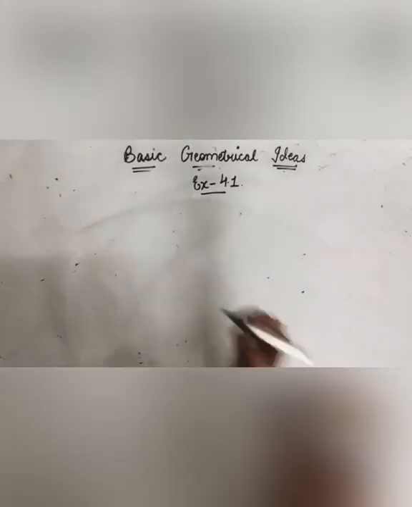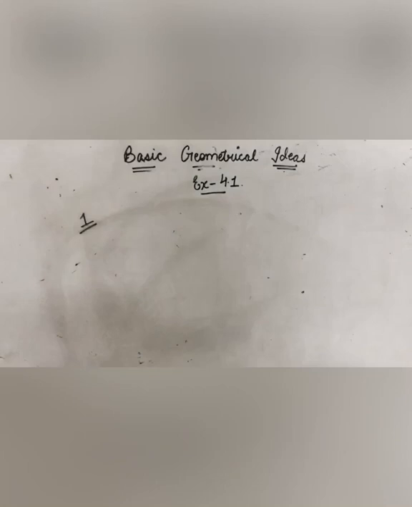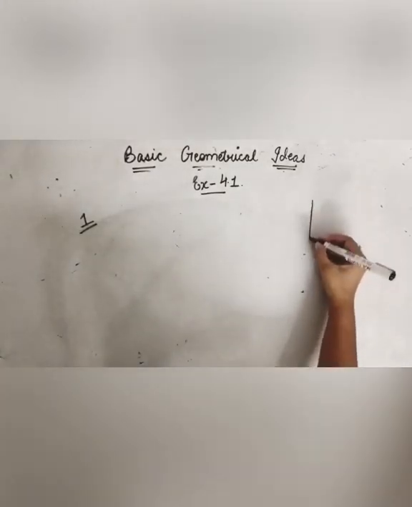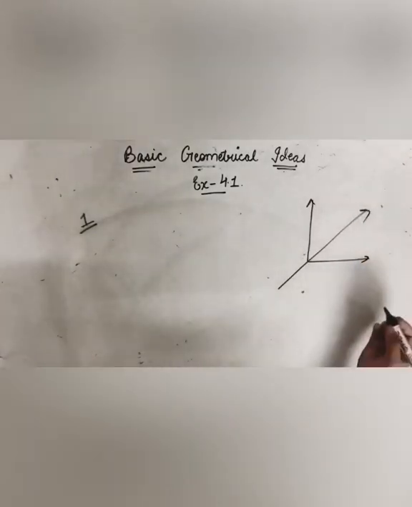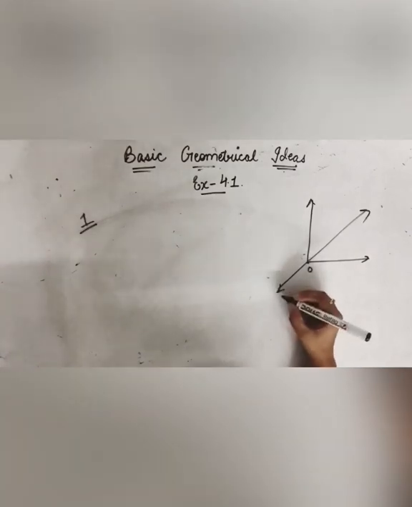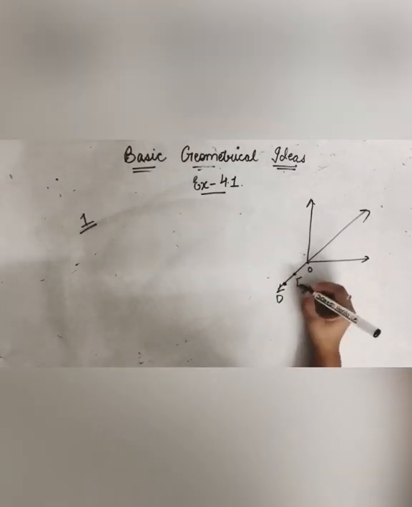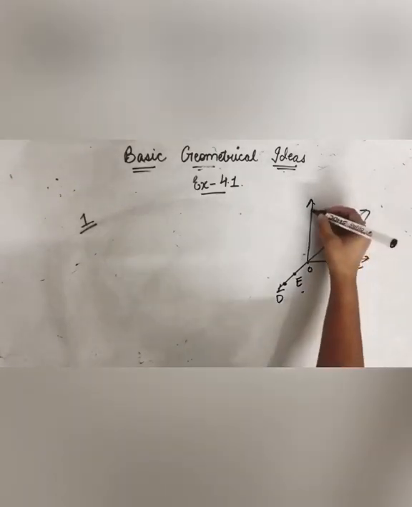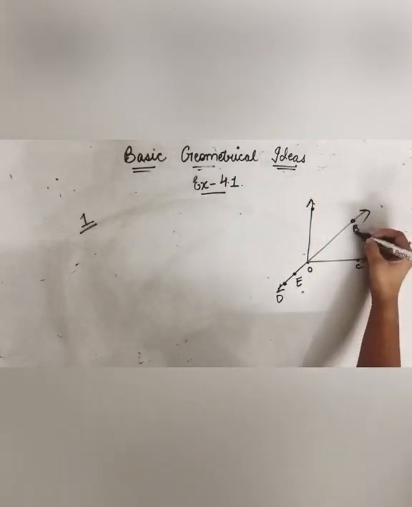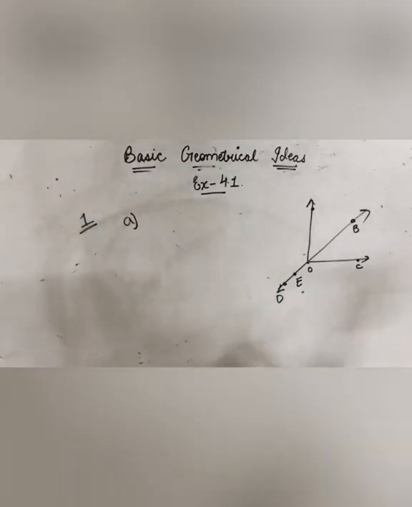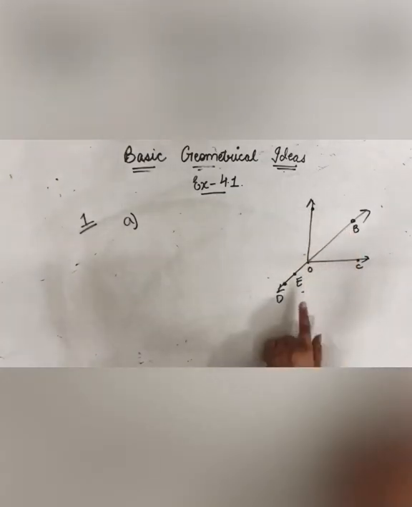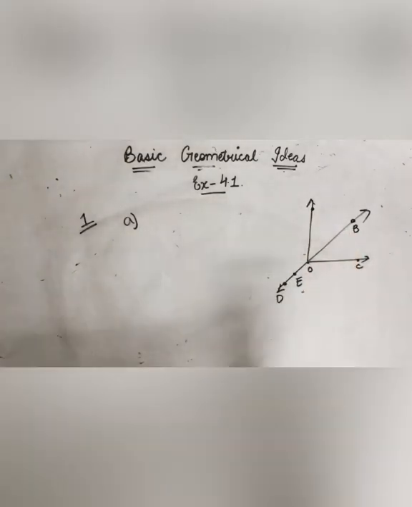4.1, first question. Use the figure to name 5 points, a line, 4 rays and 5 line segments. This is the figure. This point is O, this is D, this is E, C and B. You have to name 5 points. So 5 points will be B, C, D, E and O.